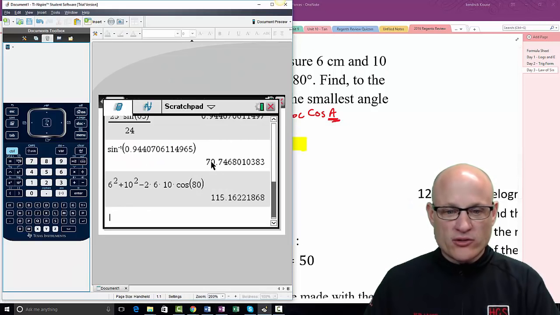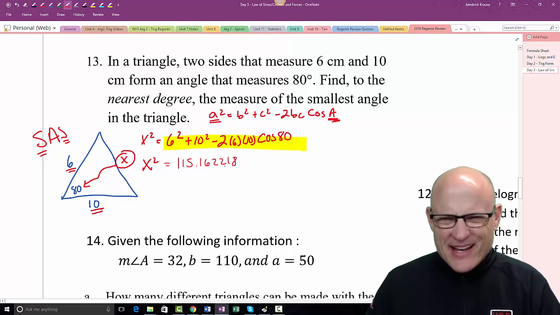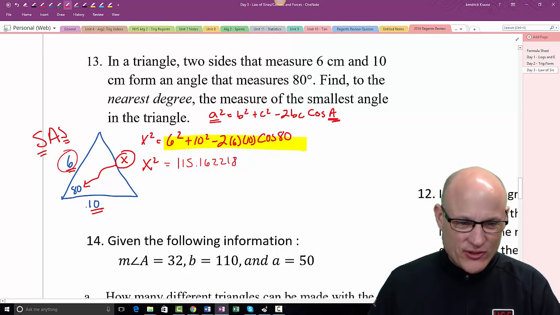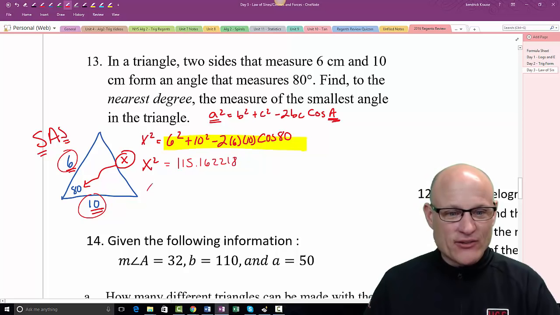And I'll have some moron. I like to call them morons because they're cool kids and they do dumb things sometimes. 2218. Think that that's actually the answer? You can't have a side with 6 and 10 and 115. That doesn't make sense, right?